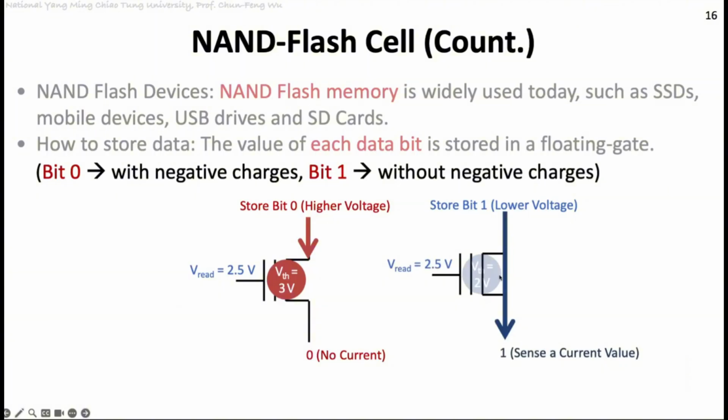But what does this read voltage mean, and why, if you apply a voltage smaller than the voltage inside the floating gate, can you not get current? But if you apply a voltage larger than the voltage inside the floating gate, you can get a current. We'll explain later. So let's take a 10-minute break and come back later.